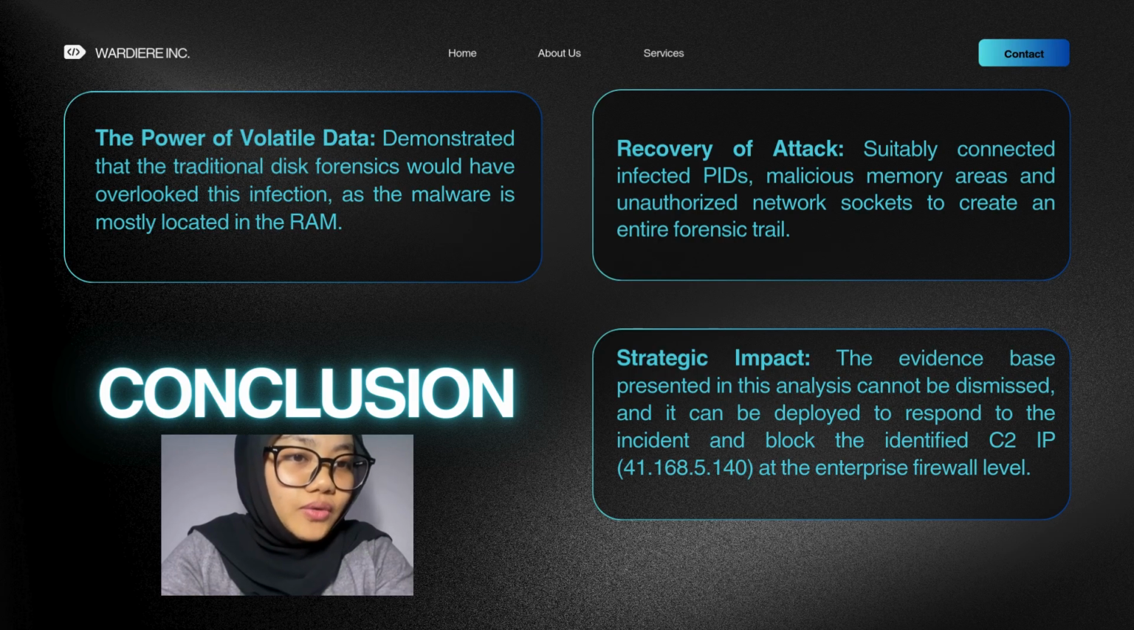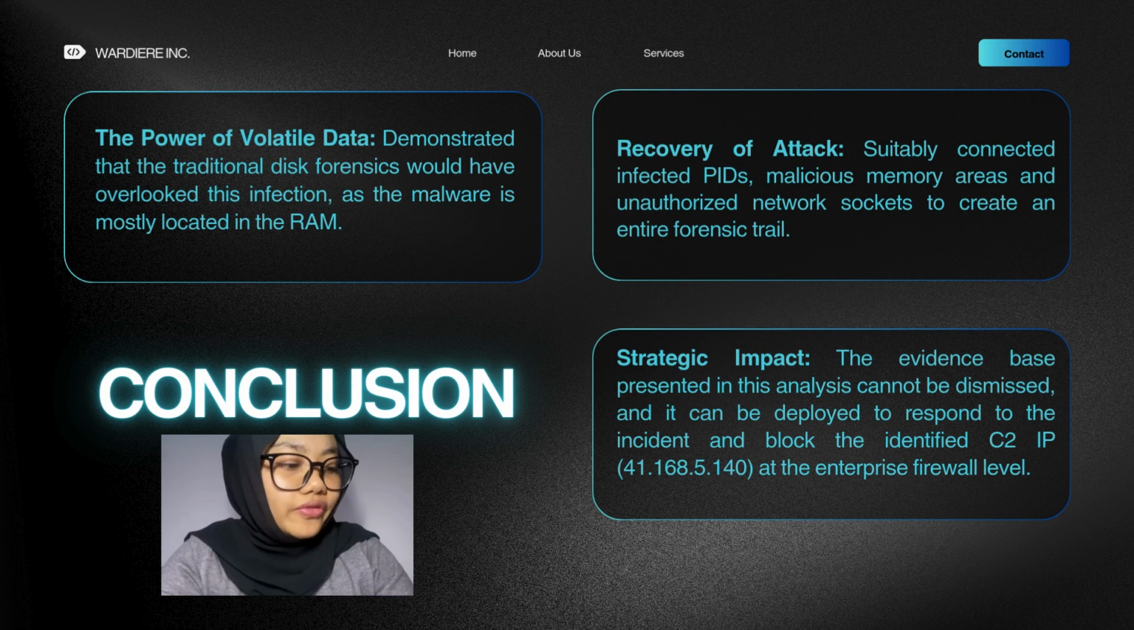Okay, for the conclusion of our task, this case study proved that memory forensics is the only way to expose modern, stealthy threats. By using Volatility, we successfully linked infected processes, malicious code injection, and unauthorized network activity into a single, irrefutable forensic trail. This investigation not only confirmed a total system compromise but also provided us with the indicators of compromise needed to block future attacks. It has been a powerful learning experience in identifying how banking Trojans manipulate system memory to stay hidden.